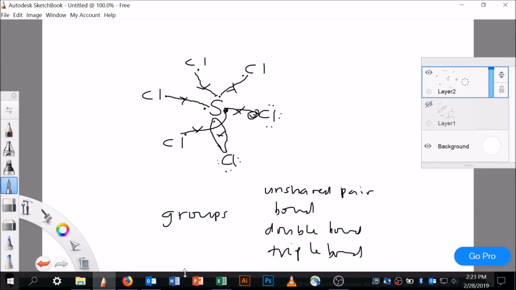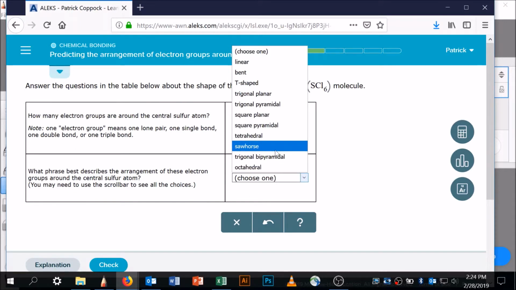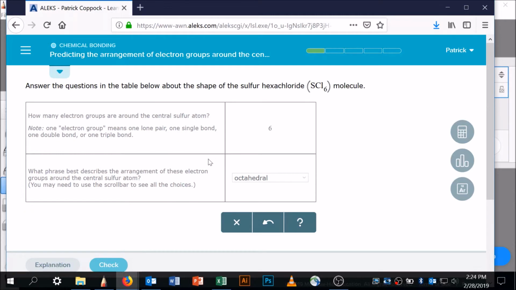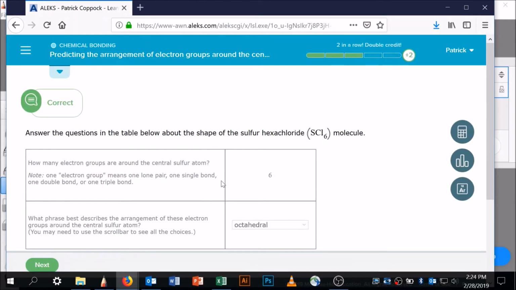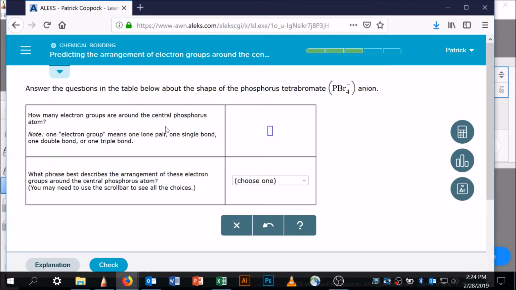Okay. Let's go back over and put that in there. There are 6 electron groups around the sulfur atom. Okay, and what phrase best describes it? So I'm going to look on my sheet. I think it's there. It turns out it's octahedral. All right, and I just know that because I memorized it. Okay, let's do one more, and then we'll see this topic go in our pie.